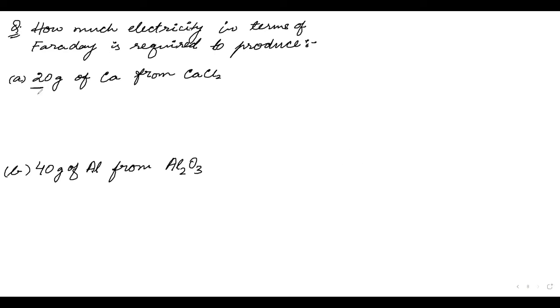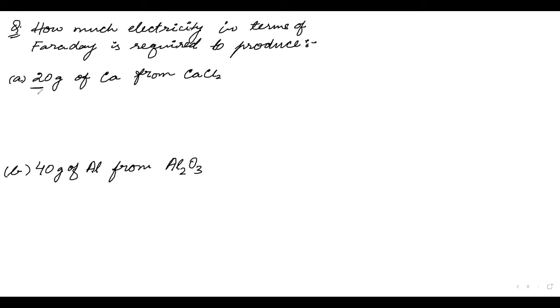Okay. So, can you say the first step to approach? Okay, fine. I will ask you the first step. What they have asked is, how much electricity in terms of Faraday is required? Okay, fine. So, what do you need? First of all, what do you need? Q. Okay, Q. For Q, what do you require? I and T is needed. Okay, fine. If I and T is not needed, we can calculate the charge in other terms also. What is given is 20 gram of Ca from CaCl2. Okay, fine. Let us look at that particular thing.